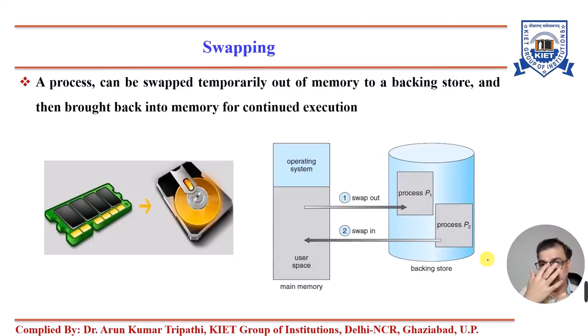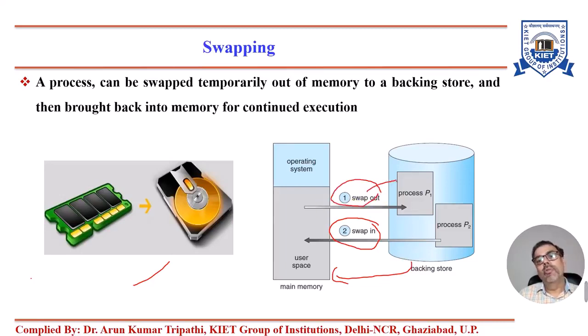So this is the swapping that we have discussed: to bring the data from the secondary memory, that is known as the backing store, to the primary memory. That process is known as swapping. And once the process data has been executed, it should be swapped out from primary memory to the secondary memory.